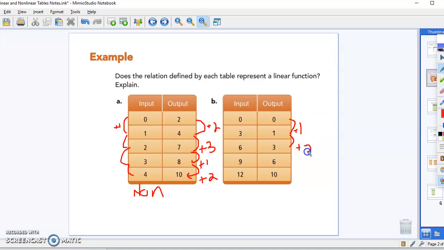And then the next one we look at is going from 3 to 6, which is going up by 3. And then the next one's going from 6 to 10, which is an increase of 4. So again, right away you're looking at this and you're thinking, oh, that's probably not going to have a constant rate of change. But now let's look at the input values.